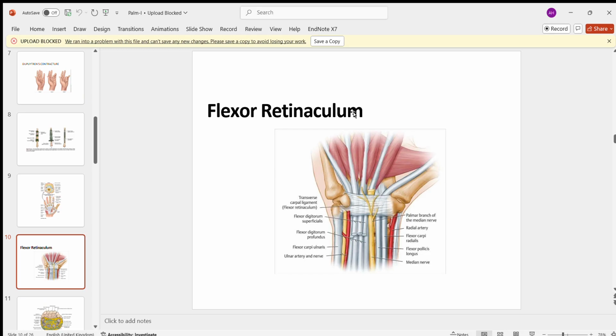Now what is flexor retinaculum? Flexor retinaculum basically is a thickened structure that is attached in front of the wrist. It is attached laterally to the scaphoid and the trapezium bones of the wrist, and medially it is attached to the triquetral and pisiform. So it is covering the anterior aspect of the wrist. Now there are a few structures which are passing above the flexor retinaculum, and there are a few structures that are passing below the flexor retinaculum.